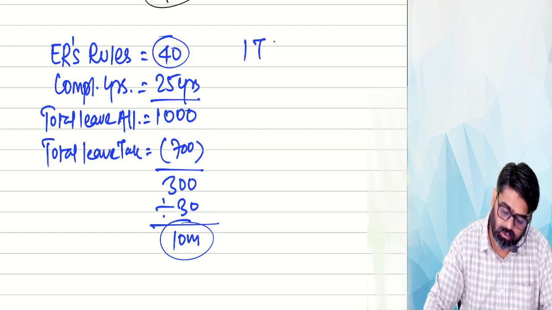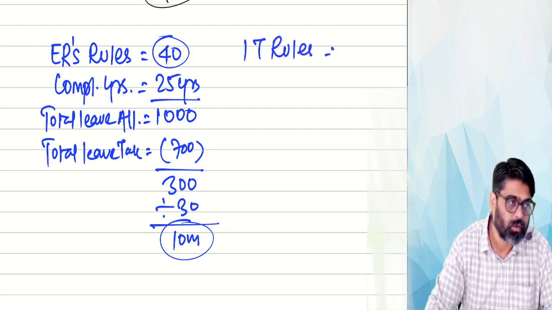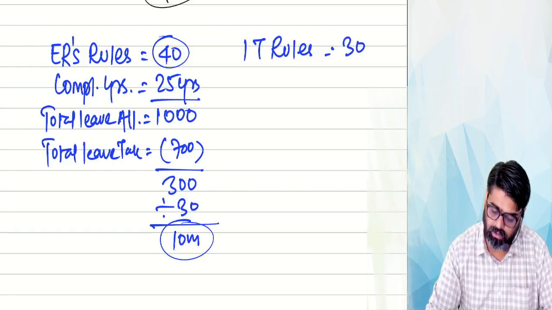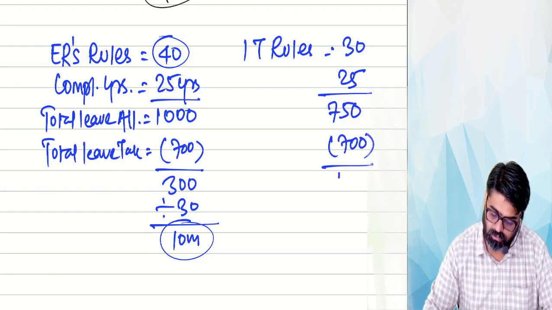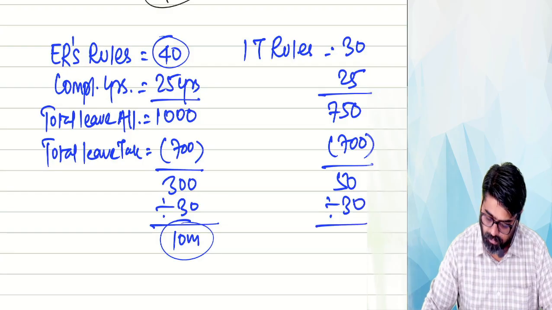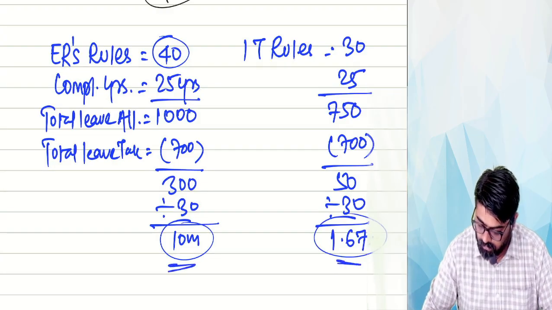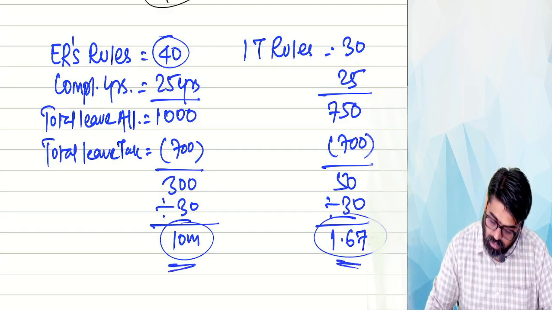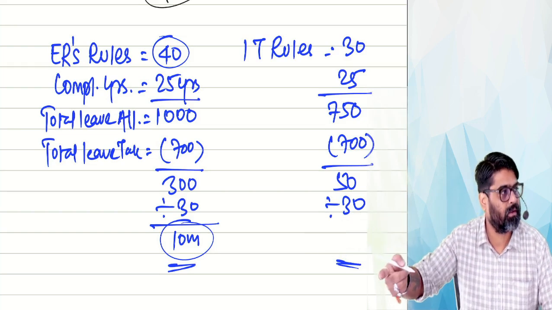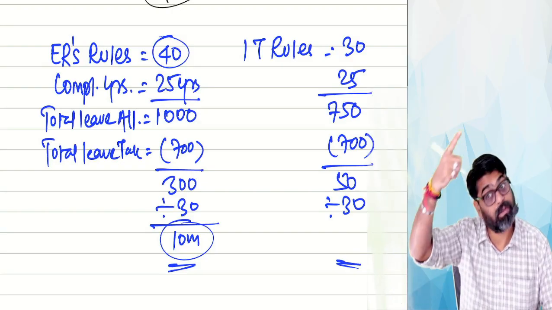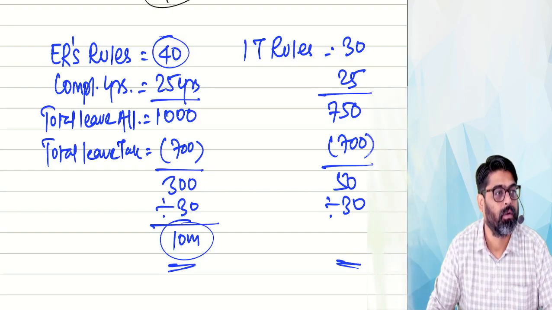Now, IT rules. What do IT rules say? Maximum 30 days, for 25 years. 750 minus 700, 50, divided by 30, is 1.667 months. So, this or this, whichever is lower, you'll take 1.67. Don't ignore the fraction, you'll have to take 1.67. Yes or no? For calculation of exemption. Understood? No?